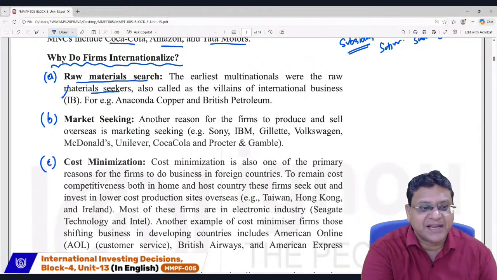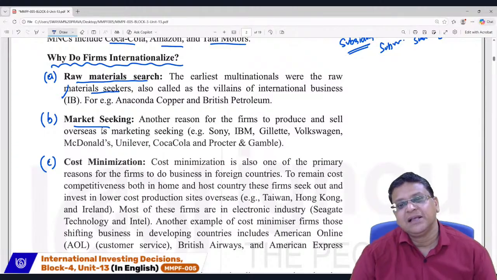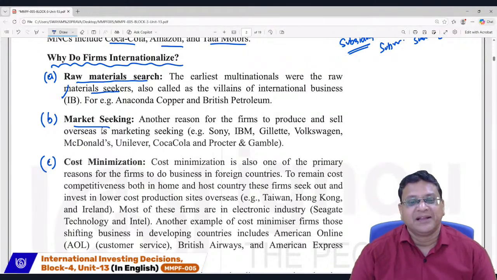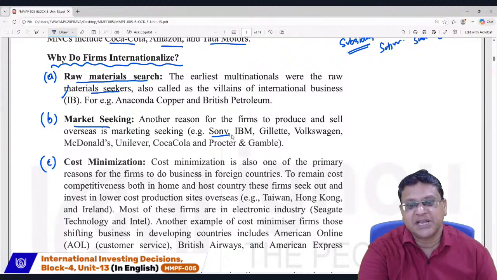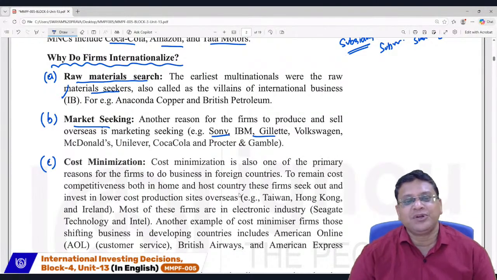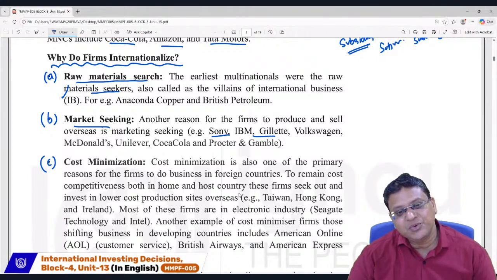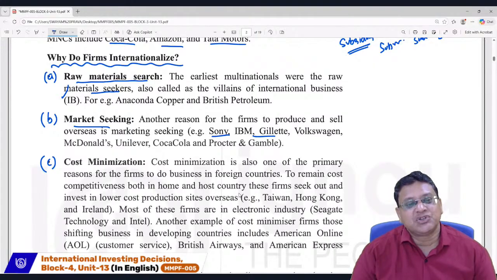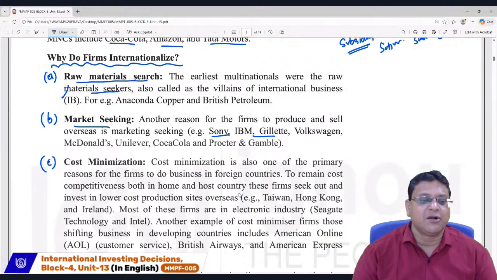Next one is market seeking. What is market seeking? Many MNCs go to different countries in search of new market, like Sony, IBM, Gillette, Volkswagen. They go to different markets, McDonald's, Unilever, Coca-Cola, Procter and Gamble. So they want to enter into new markets. They want to expand their operations. And in search of new market, MNCs internationalize their operation.